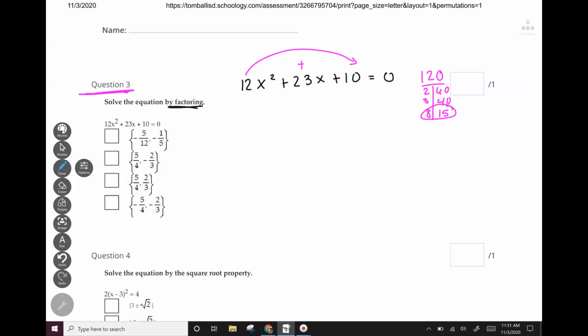So now what you can do, some of us do this in other ways, but you can split the middle one up into 8x plus 15x. So that's 12x squared plus 8x plus 15x plus 10. All I did was break that one up. And now you can factor by grouping, which hopefully we're pretty efficient at now. So group the first two, group the last two, factor out the GCF in each group.